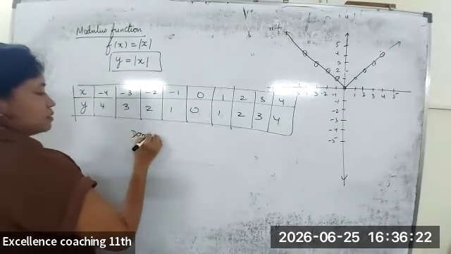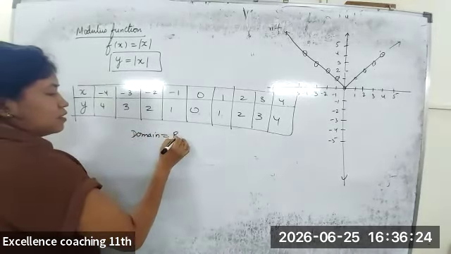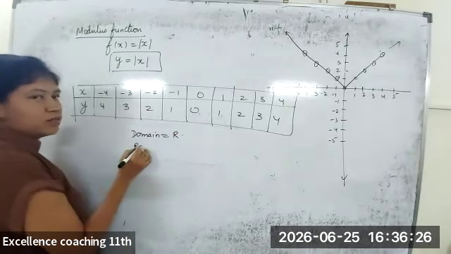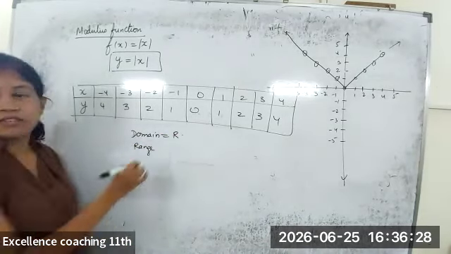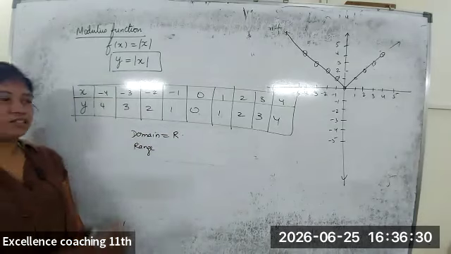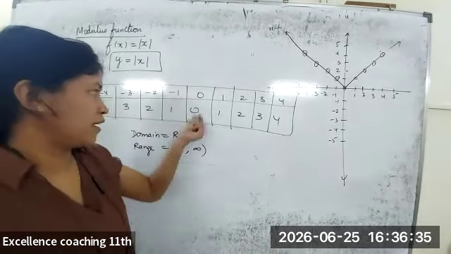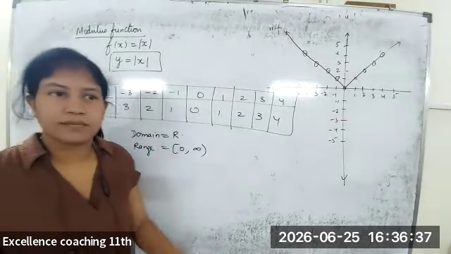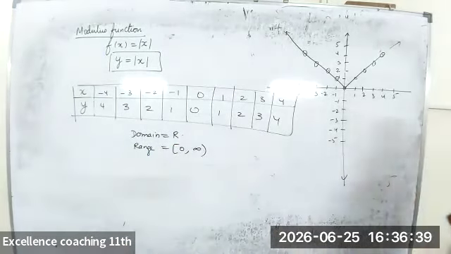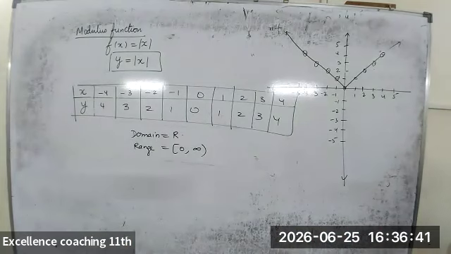Domain is real numbers. Range, what is it? What will be the range for real numbers? No, 0 to infinity. 0 is there. Square bracket. Okay.